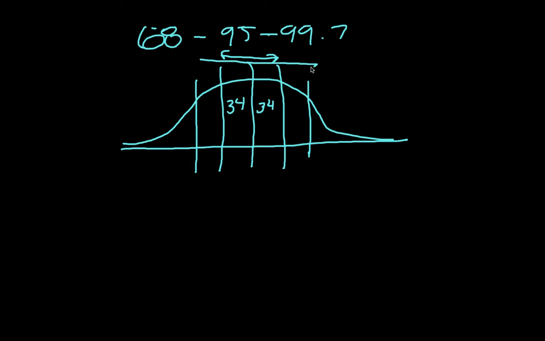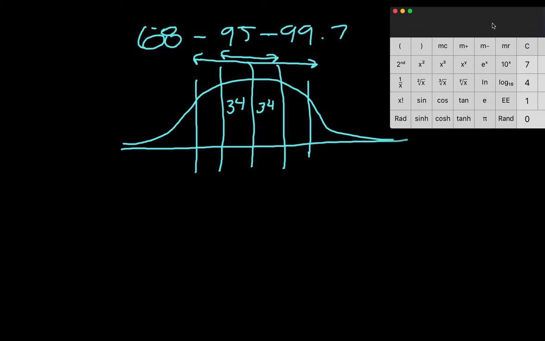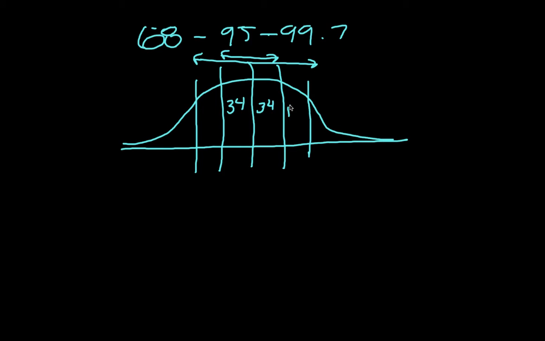95% of the population falls within two standard deviations. So how I can figure this out on my map is I go 95 minus 68, because I've already got this number in here. That leaves me with 27, and I'm going to divide that by 2. So this gives me 13.5 right here, and 13.5.